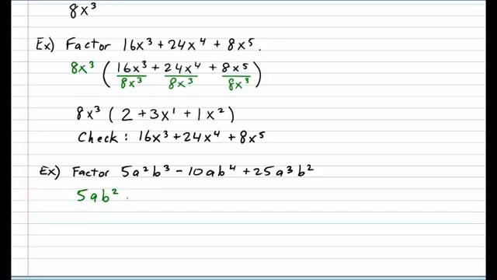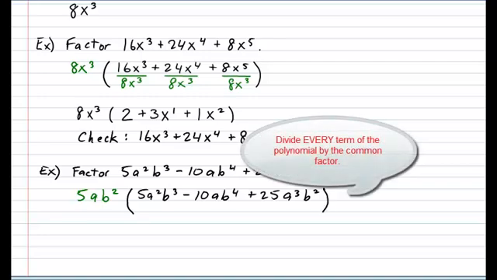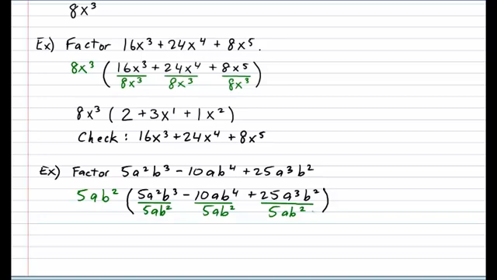I'm going to open up my brackets. I'm going to rewrite the polynomial 5a squared b cubed minus 10ab to the 4 plus 25a to the 3 b to the 2. I'm going to close up the bracket. And I'm going to divide every term by the greatest common factor. Divide, divide, divide by 5ab squared, 5ab squared, and 5ab squared.